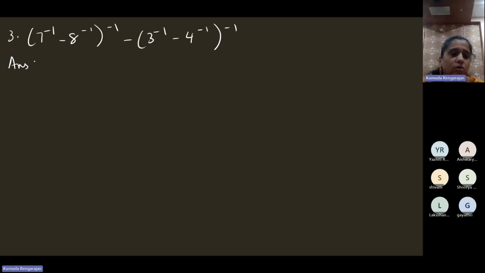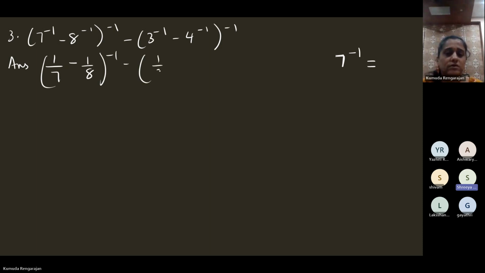Now tell me, how do you write 7 to the power minus 1 in a different way? You can write it as 1 by 7. Correct, reciprocate it. What is the rule? If there's a negative power, you have to take the reciprocal of the base and write the negative of the power. The negative of the power will be plus 1. Correct.